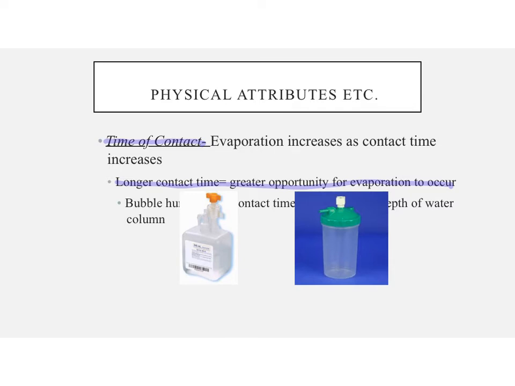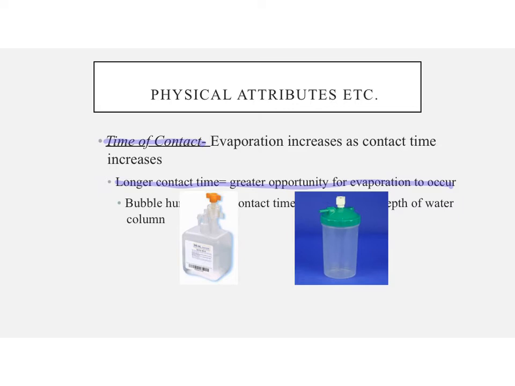So bubble humidifiers. Contact time depends on the depth of the column. So you can see a small disposable bubbler here. This column is not as big as this column here. So there's going to be more time of contact with the deeper, bigger bubbler. So the deeper the column, the greater time of contact as bubbles rise to the surface. So it's going to take longer for those bubbles to get up to the surface before they get back to the patient.